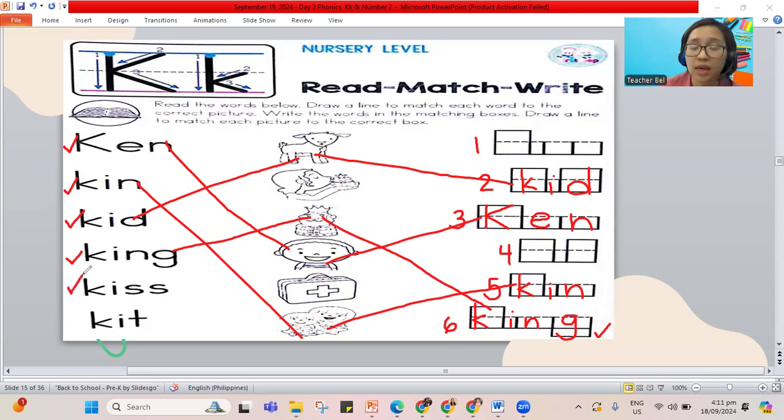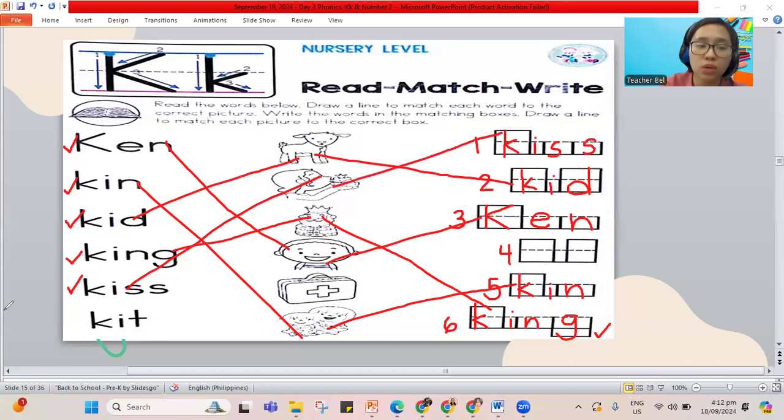K-I-S-S. That is kiss. Let's match the picture to kiss. The picture is this one. Now, where can kiss go? It has 4 letters. The last box that has 4 letters is in this one, number 1. So let's write K, I, S, and S. Kiss. Let's make a line. This is our box for kiss.